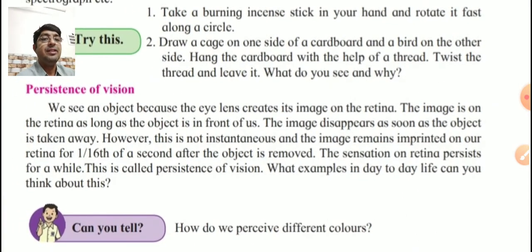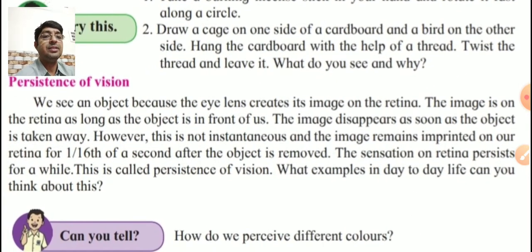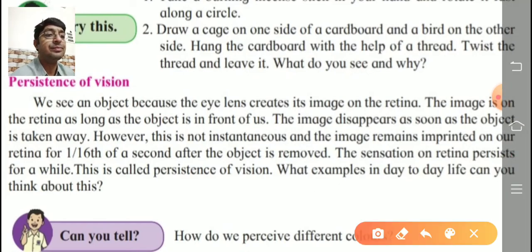Persistence of vision. We see an object because the eye lens creates its image on the retina. The image is on the retina as long as the object is in front of us. The image disappears as soon as the object is taken away. However, this is not instantaneous, and the image remains imprinted on our retina for 1/16th of a second after the object is removed. So you mark from here.